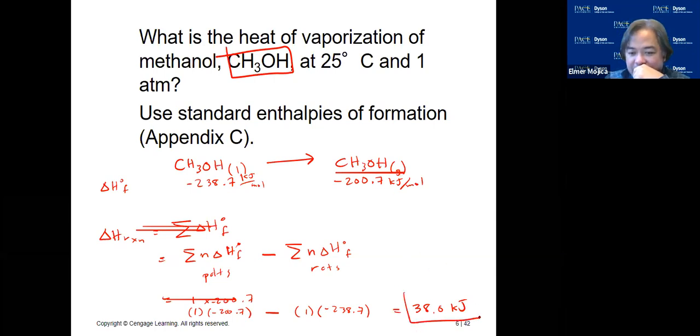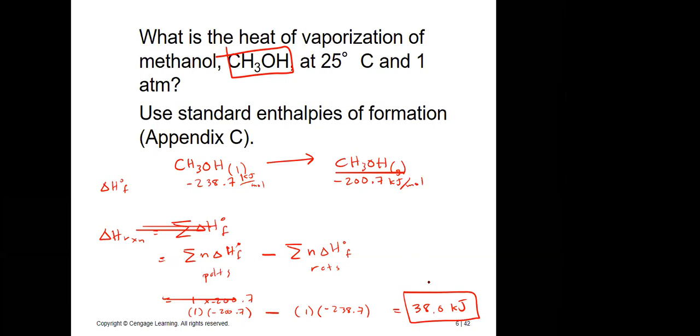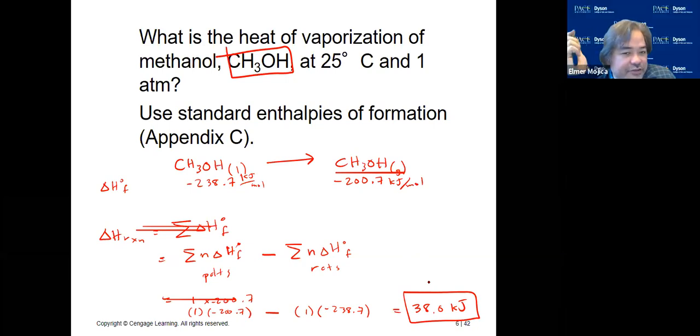Now, does this value make sense? You have a positive 38 here. Does that make sense that you have an endothermic reaction? Anyone? Does that value make sense? Yes. Okay. So for you to vaporize your liquid to gas form, you need energy. That's why you need 38 kilojoules of energy to convert that from the liquid to gas. That's how you interpret this.